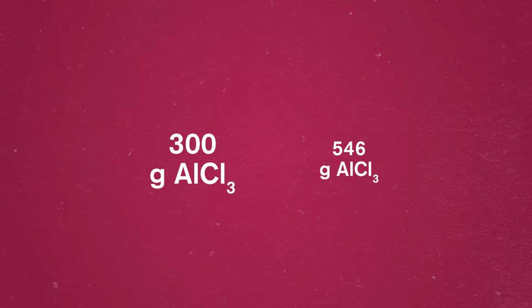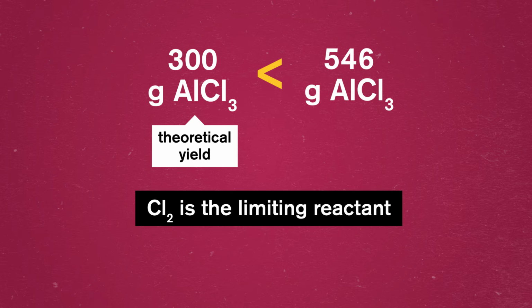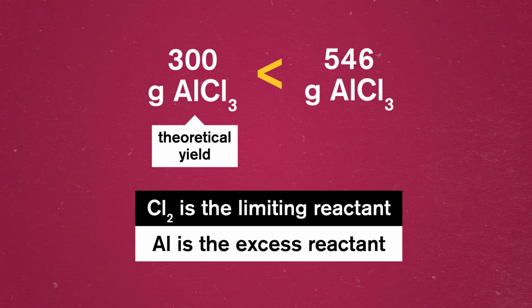When we compare our two results, 300 is less than 596, which makes 300 grams of aluminum chloride our theoretical yield and chlorine our limiting reactant. Aluminum is our excess reactant. So now we need to find out how much excess aluminum we have left over.